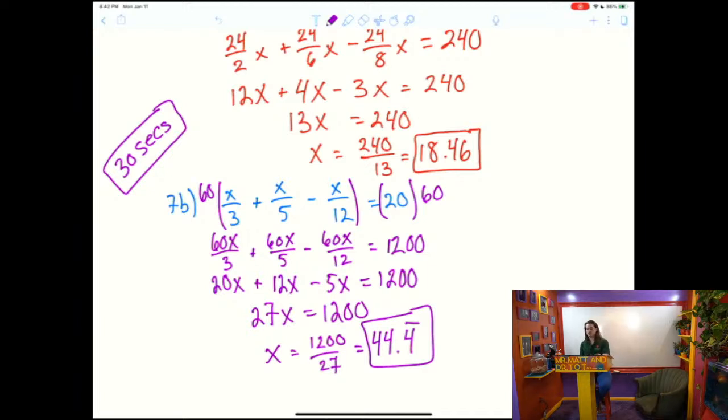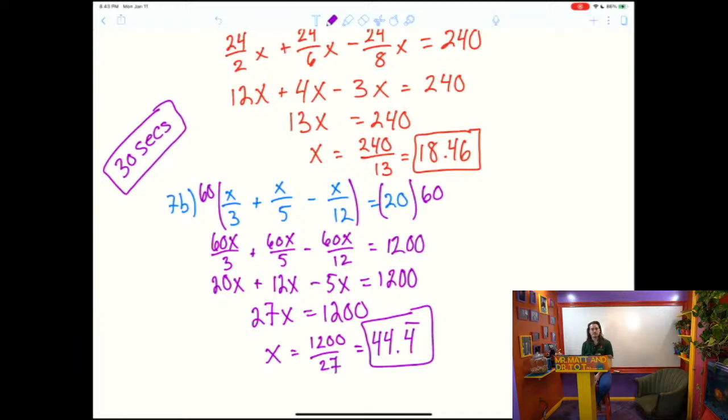Okay, so for 7b, if we look at the denominators, we have 3, 5, and 12. So the least common multiple of 3, 5, and 12 is going to be 60. If I multiply both sides by 60, I'll be able to eliminate all of those complex denominators. I just need to make sure I distribute to all the numerators. So I get 60x over 3 plus 60x over 5 minus 60x over 12 is equal to 1200.